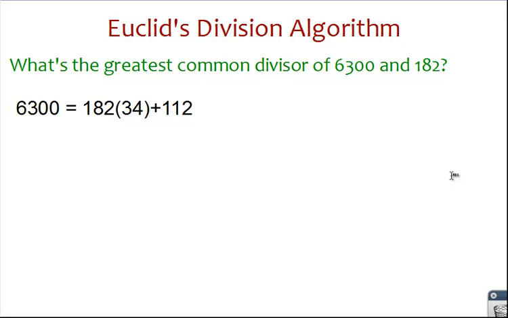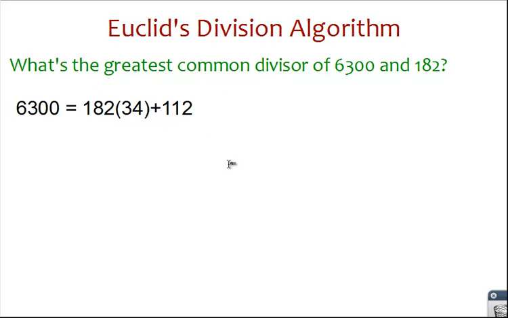And to explain Euclid's division algorithm, I have an example here. What's the greatest common divisor of 6,300 and 182? The first step in Euclid's division algorithm is to express 6,300, in this case, as multiples of 182 with a remainder. And so that's what I've done here, right? 6,300 is 182 times 34 with 112 left over.